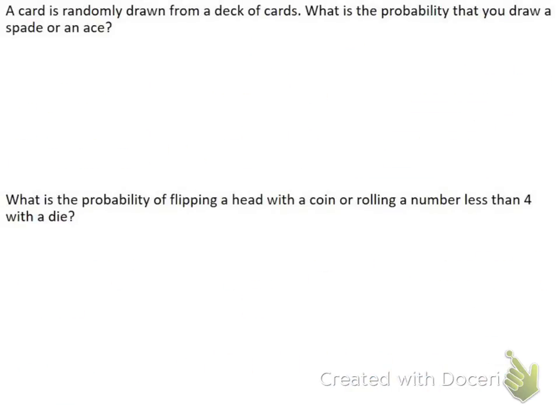Last two problems here. So a card is randomly drawn from a deck of cards. What is the probability that you draw a spade or an ace? So again, one card, so one event. So probability of drawing a spade. By the way, there are 13 of each suit, and there are 52 cards in a deck of cards. Spades is a suit. If you're not familiar with cards, you've got hearts, diamonds, clubs, and spades. So they're the ones that look like shovels.